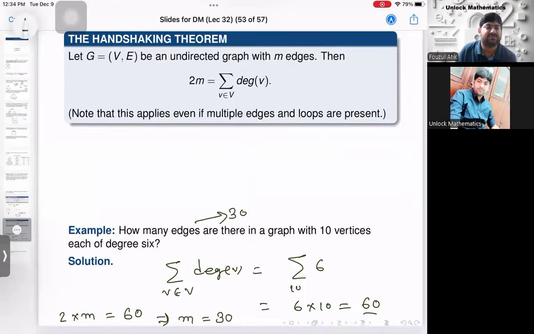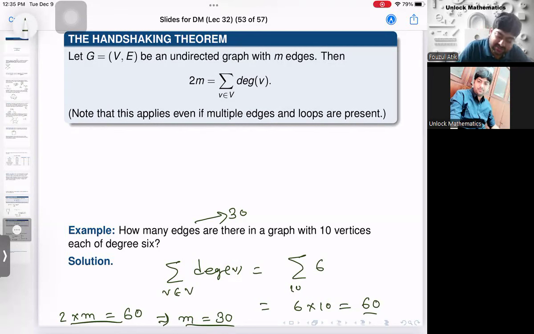There are 30 edges, because there are 10 vertices, each of them with degree 6. If I add all the degrees, it is 10 into 6, which is 60. Then 2 into the number of edges is equal to 60, therefore m is equal to 30. So in the graph I have 30 edges. Clear? Okay.